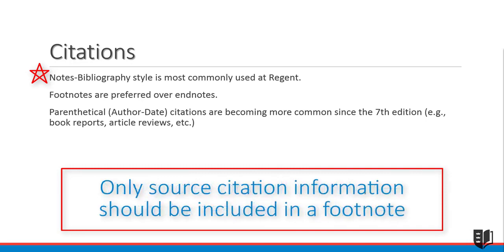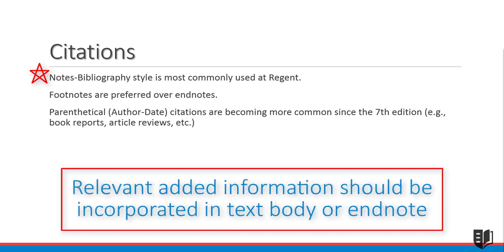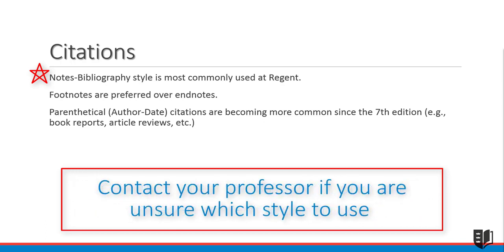According to Turabian, only source citation information should be contained in a footnote. Relevant added information that the writer would like to include for the reader should either be incorporated into the text or should be included in an endnote, which appears at the end of the document. If you are ever unsure which style to use, contact your professor to confirm.